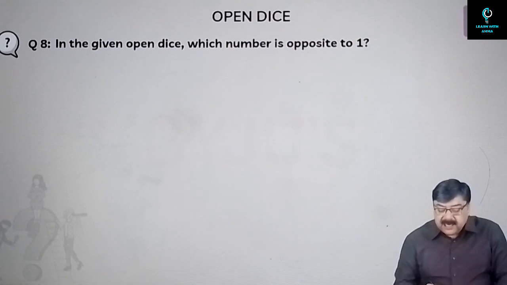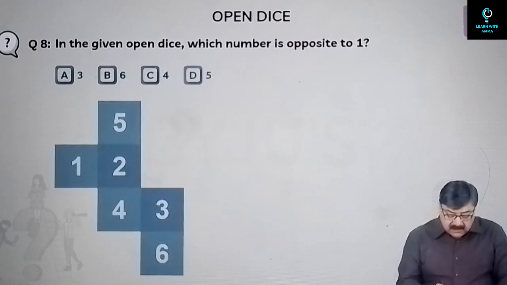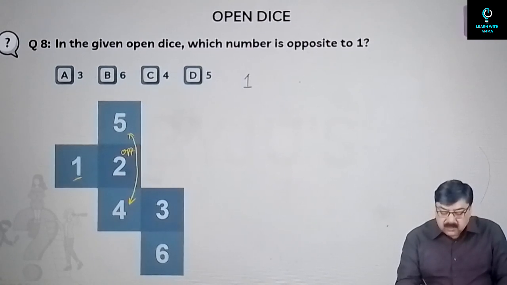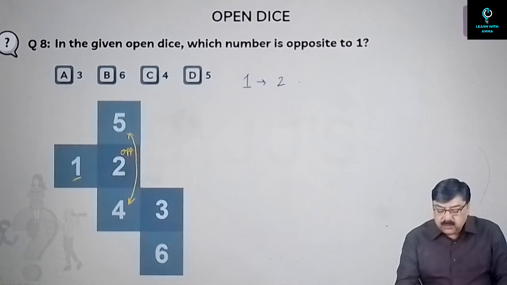Now in the given open dice, which number is opposite to 1? Now this is where we have 1. Now one thing for sure, that 5 is opposite 4. So number 1 could be opposite to, let us say, 2, 3, 4, 5, 6.